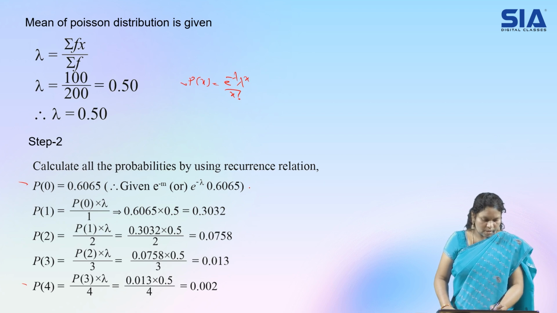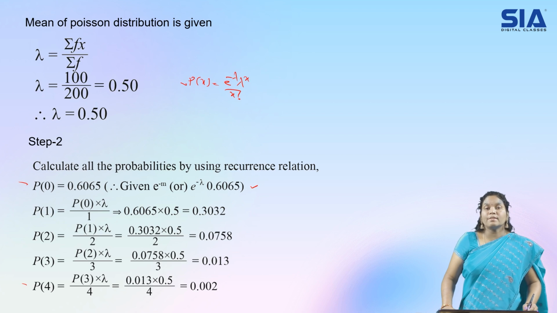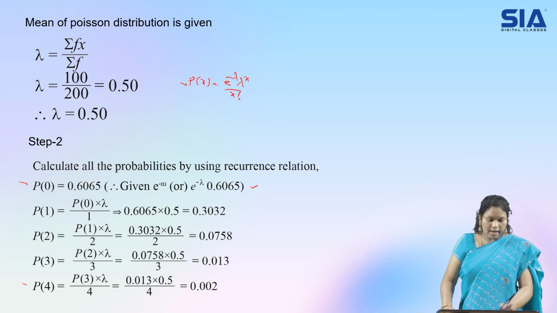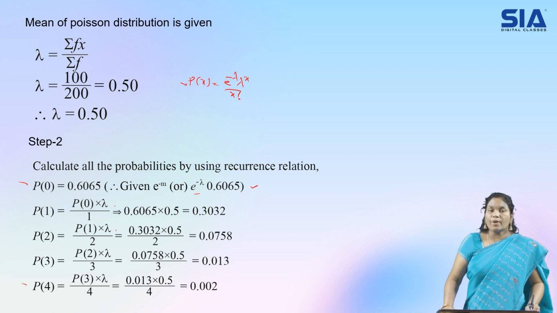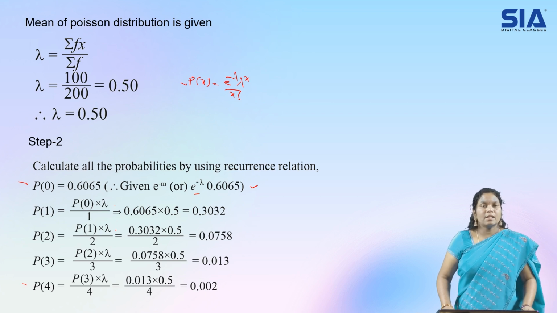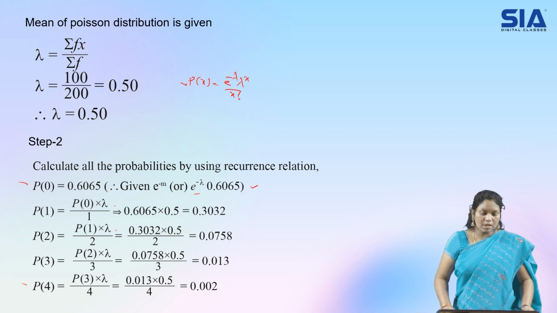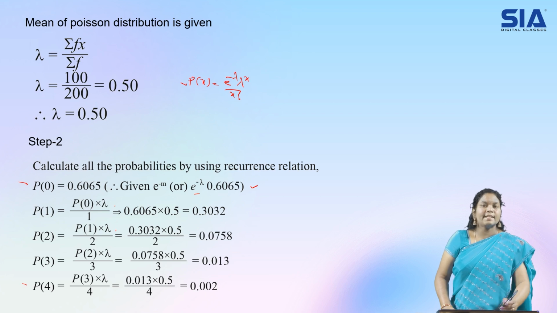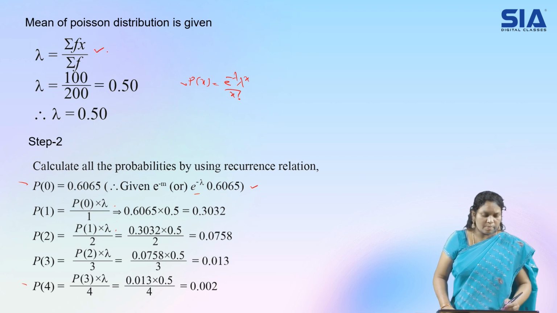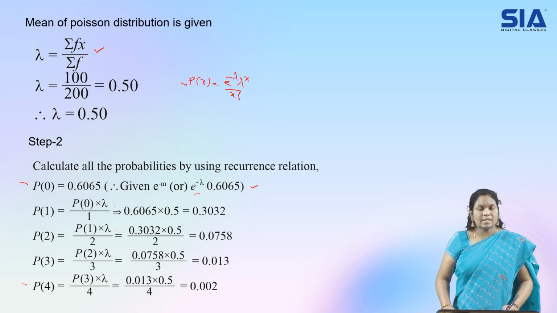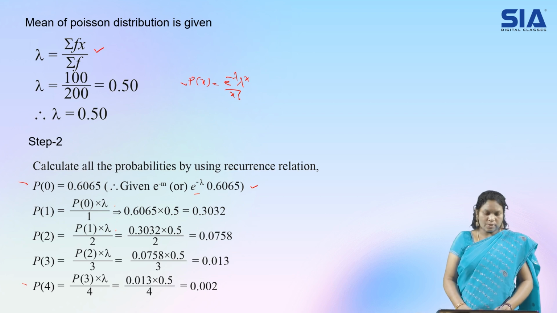The recurrence relation formula is here, it goes on. While doing the steps I'll explain it again. To get that recurrence formula I need the lambda value, since lambda appears everywhere. So lambda we need to find out through the table. Lambda is nothing but the mean of the Poisson distribution. The mean formula for discrete data is summation fx by n, or summation f. It is the same mean formula we learned earlier, but mean is represented as lambda in Poisson. So lambda is equal to summation fx by summation f.